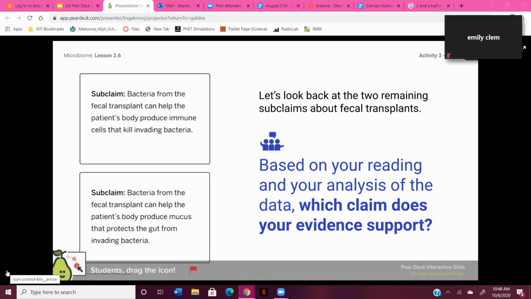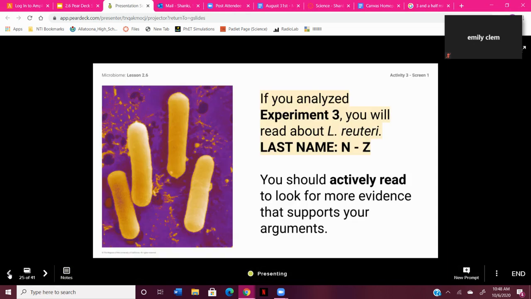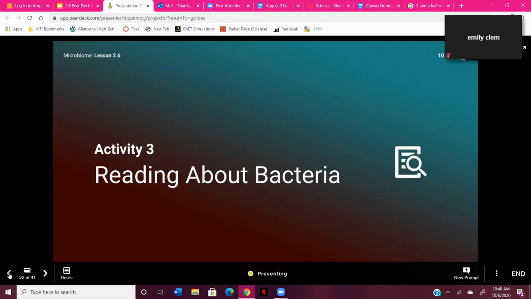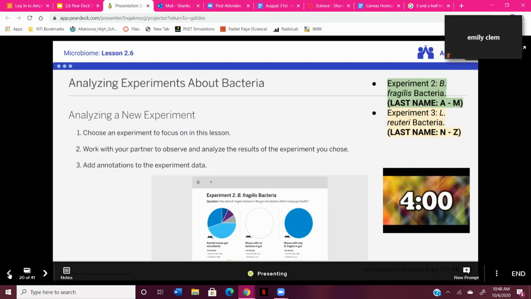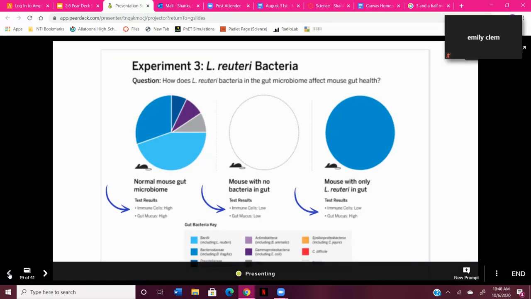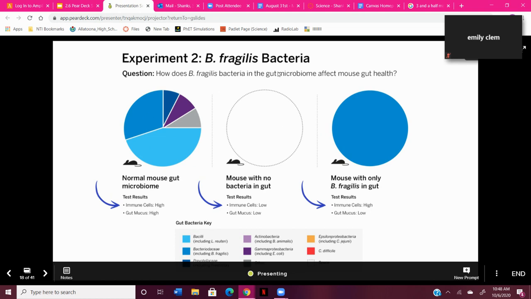Okay, so I'm going to go back in the slides real quick. You need to look at which one has higher immune cells. Okay, so if we are looking at this pie chart over here to the right, on our Pear Deck, the immune cells are high, the gut mucus is low. Subclaim 2, where the B. fragilis bacteria supports subclaim 2.